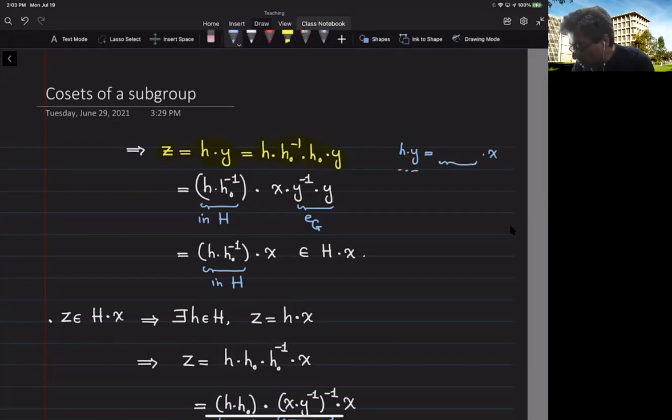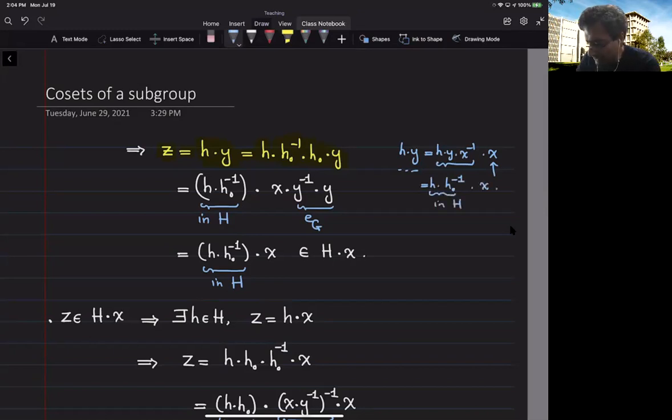In order to reach having x at the end, it only makes sense to solve for this something over here, right? So I can solve for it and I see that it is h times y times x inverse. So I can simply write it here. And now the question is, does this guy belong to H? And this is h times h naught inverse, and it does belong to H.